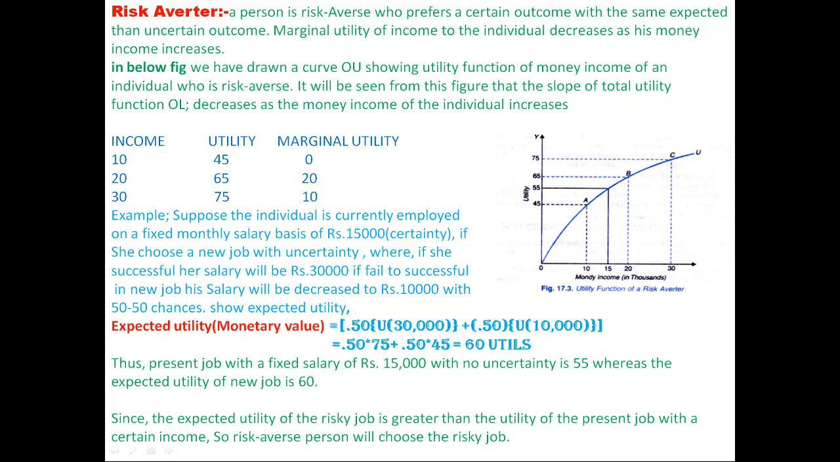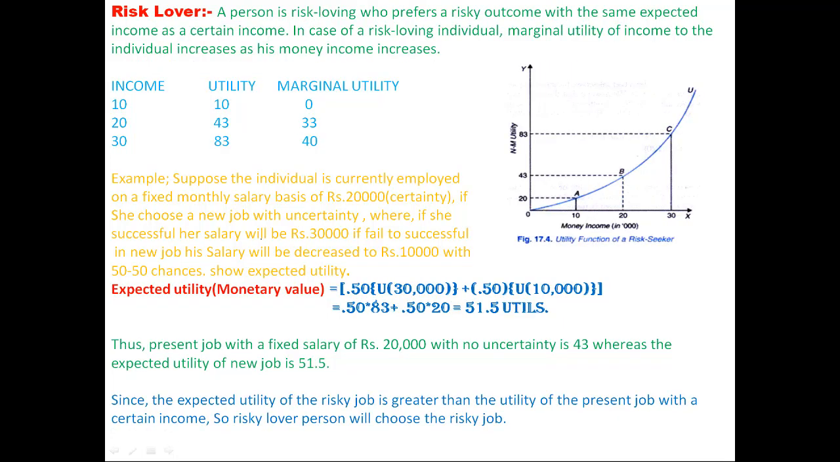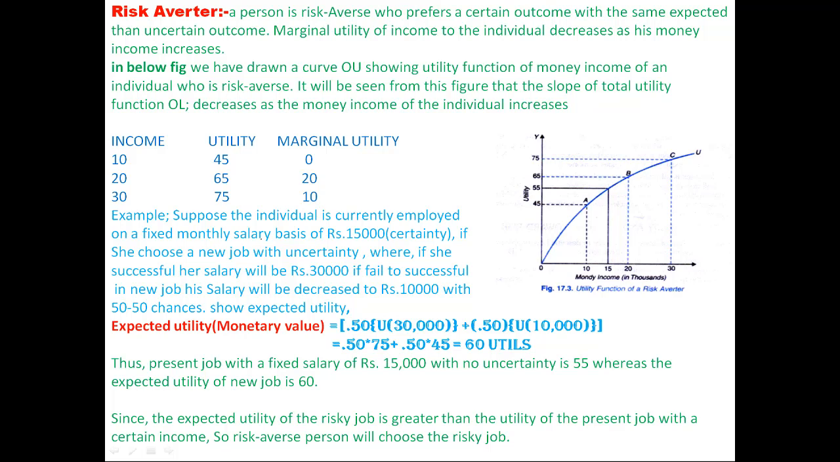Why? As income increases, marginal utility decreases, which we discussed with derivative terms. This is happening for the risk averse person. Just consider this amount of change in X, but there is a small amount of change in Y. Income changes very much, but utility changes less. So this is basically the fall in marginal utility. A risk averse person always has falling marginal utility.